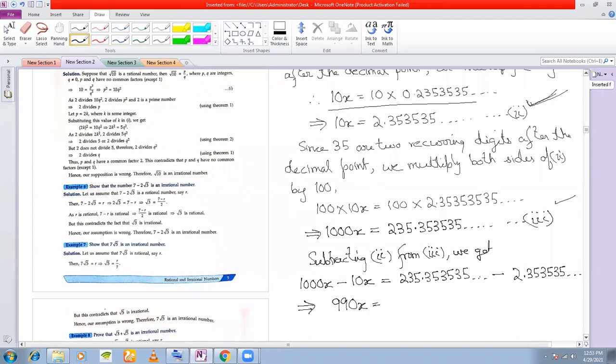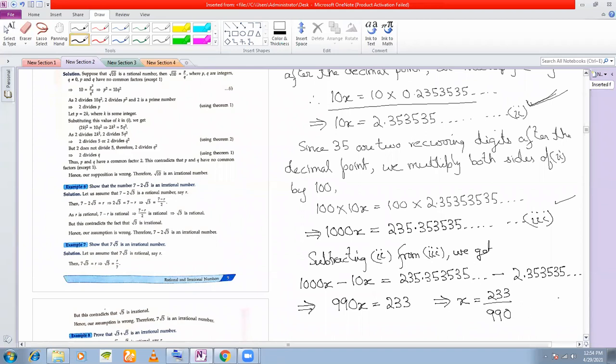And this one here will give you 235.35 on both. When you subtract 0.35, 0.35, all will give you 0 after the decimal. So you will only be left with 235 minus 2 to give you 233. And so therefore you get x is equal to 233 by 990. Okay, and I don't think this will cancel any further. So you can leave it at this.